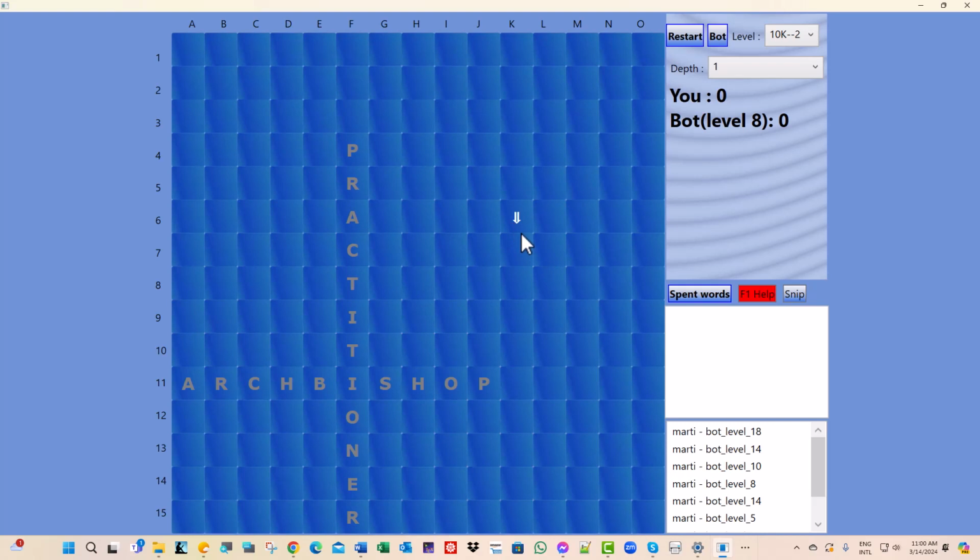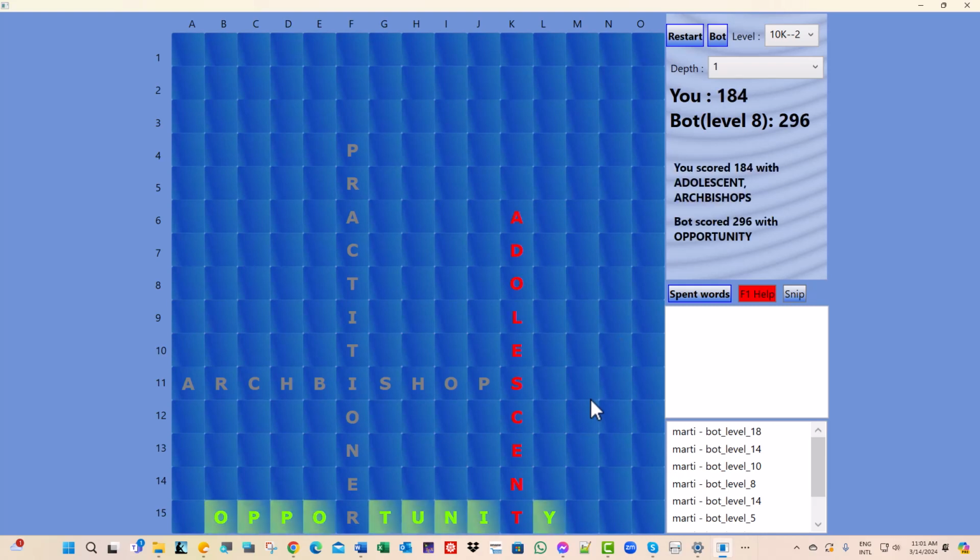So I will type adole. S is supposed to add a plural to archbishop, cent. As long as I have not pressed enter, I am at liberty to put my arrow elsewhere and to change the word. But I am pleased with it and I do enter.